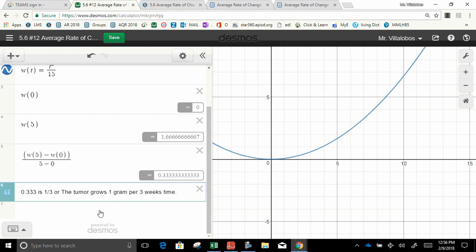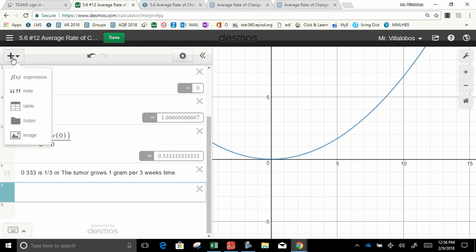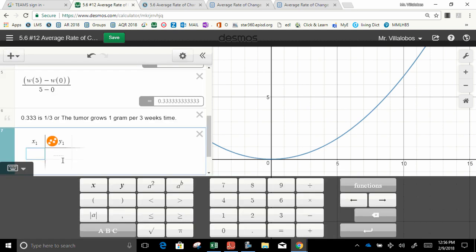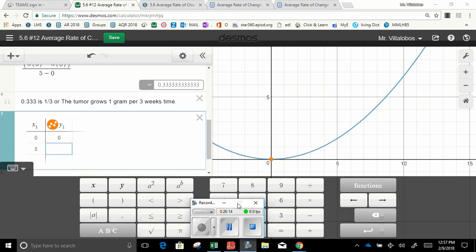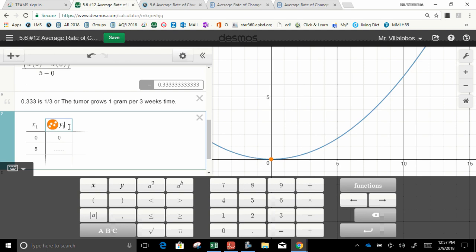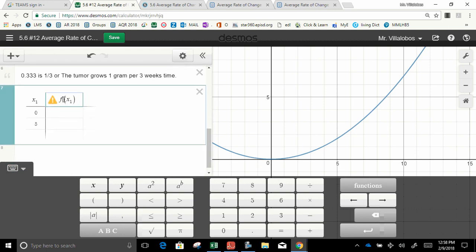Okay, and if you want to see the secant line, you can actually put it. You weren't asked to do that, but we could do that. And that would be 0, 0 to 5, and then that's f of x1. If I had an f of x1, let's see. I should write that down. No, it's w of x1. I said w of x1. So there it is.